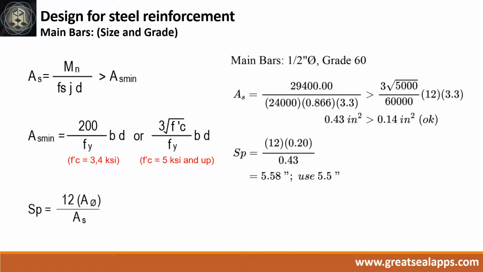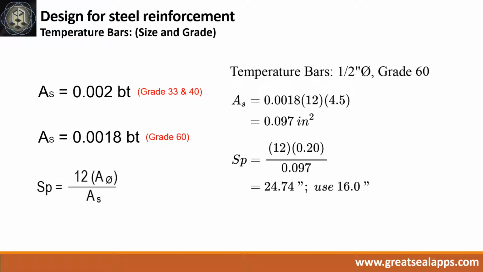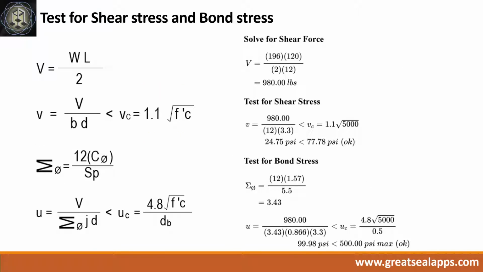Given M equals 29,400, fs equals 24,000, j equals 0.866, and d equals 3.3, the area of steel is 0.43 square inch. The spacing for half-inch diameter bar is 5.5 inches. The area of steel for temperature bars is 0.097 square inch, and the spacing for half-inch diameter bar is 16 inches. The shear force is 980 pounds and shear stress is 24.75 psi, less than 77.78 psi.